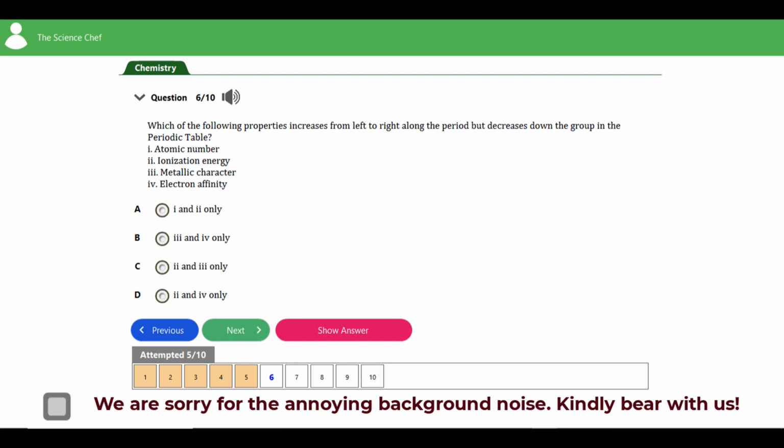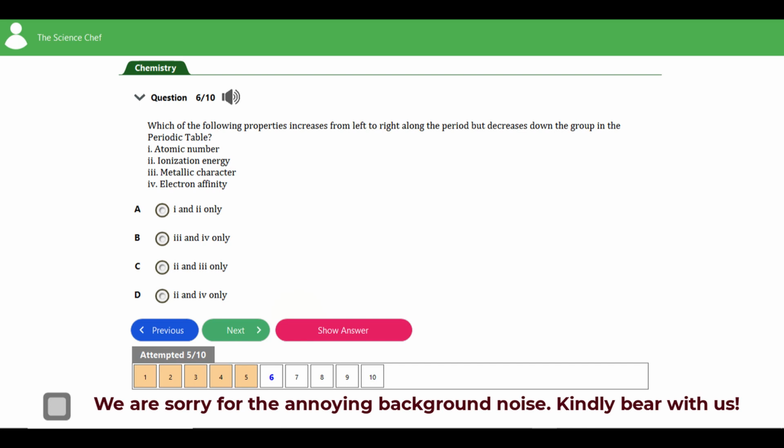Metallic character. Metallic character decreases across the period because as you move from left to right, you are moving away from metallic to non-metallic properties. So metallic character decreases across the period and increases down the group. We've done that already. Then electron affinity.